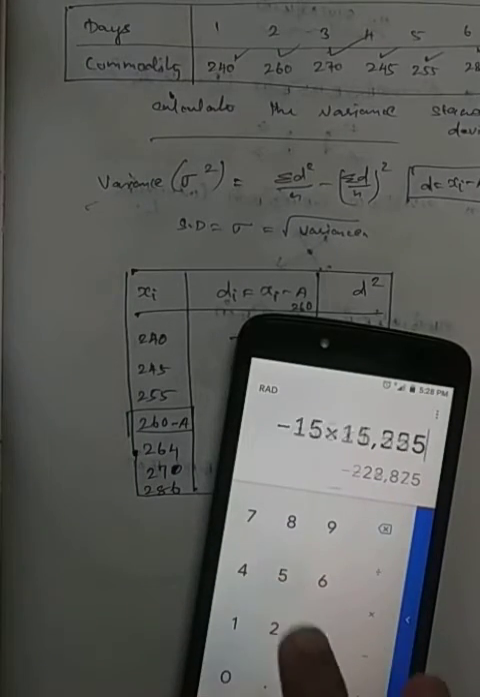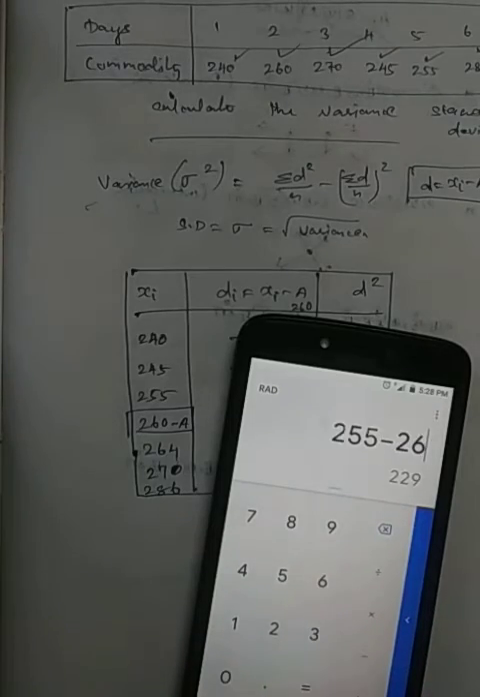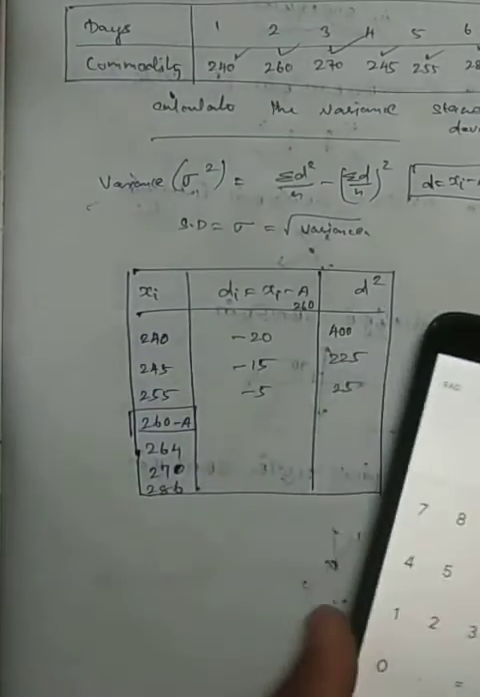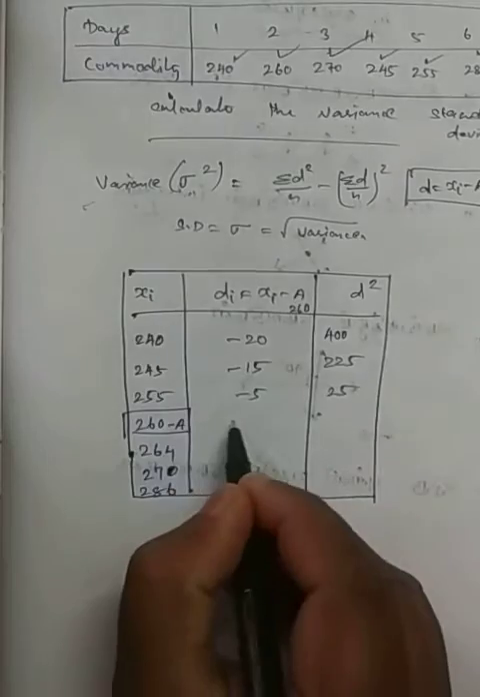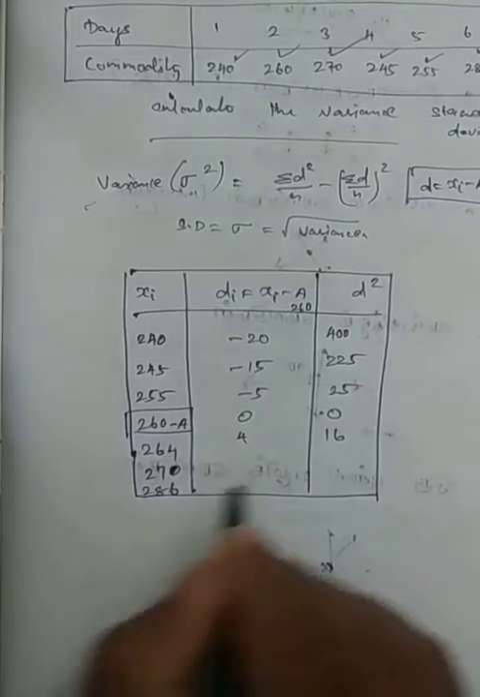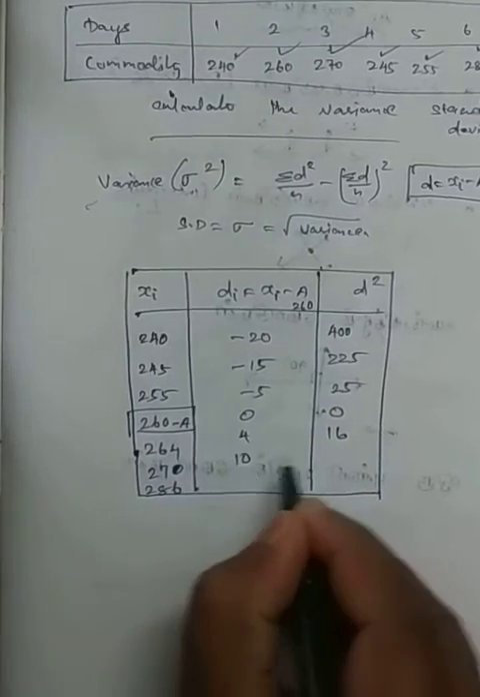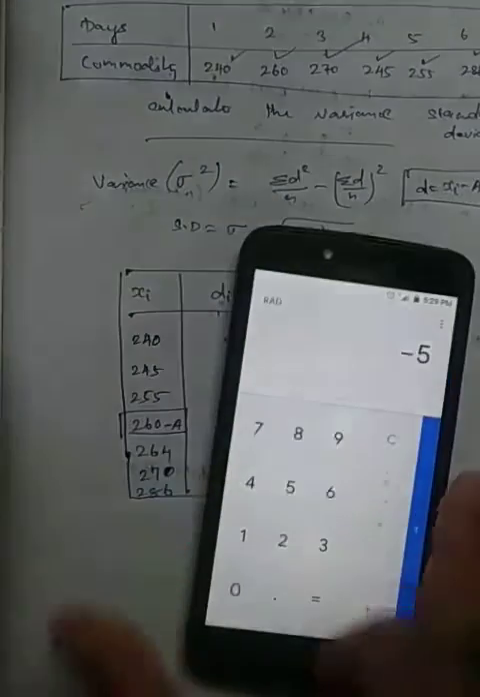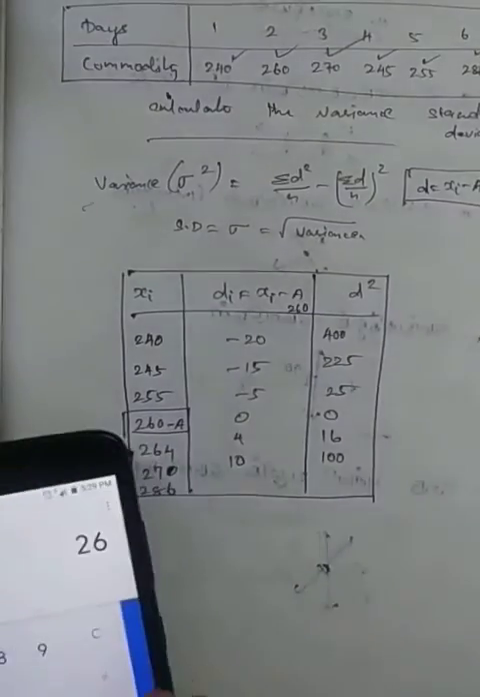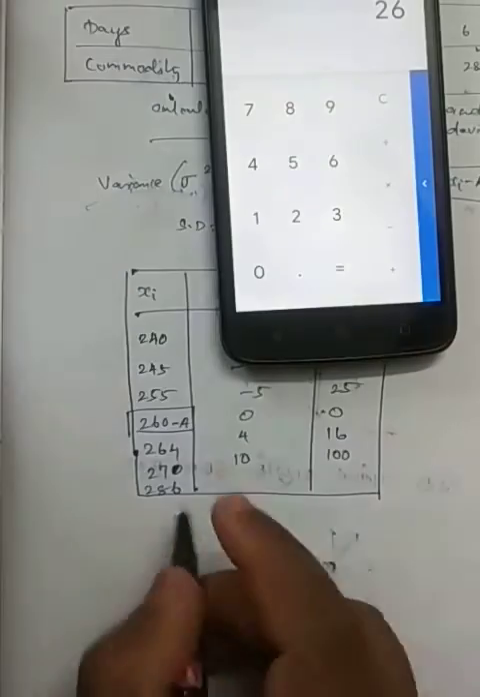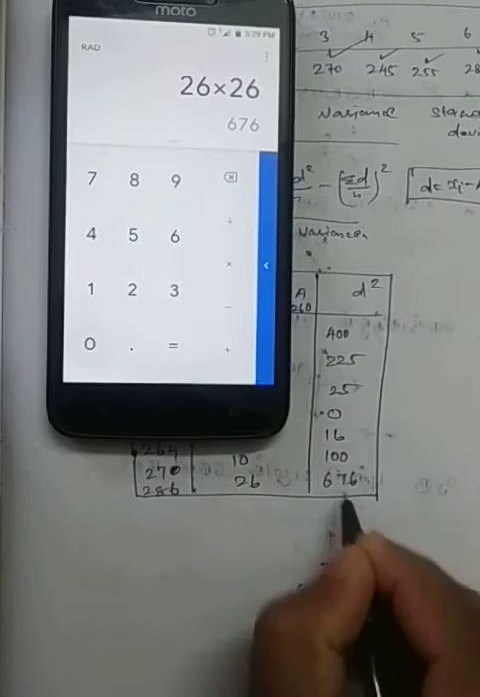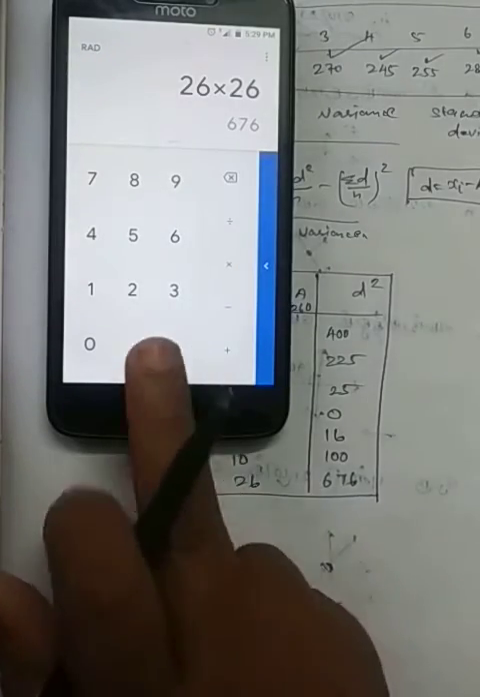Then 255 minus 260, we are getting minus 5. Minus 5 into minus 5, 25 will come. Then 260 minus 260, 0 will come. 0 square is 0. 264 minus 260, 4 will come. 4 into 4 is 16. 270 minus 260, 10 will come. 10 into 10 is 100. Then 286 minus 260, we are doing. 26 is coming. Squaring 26, we are getting 676. So this is the value we are obtaining here.